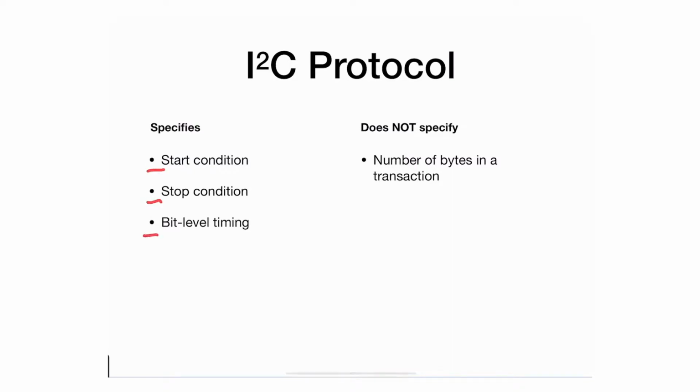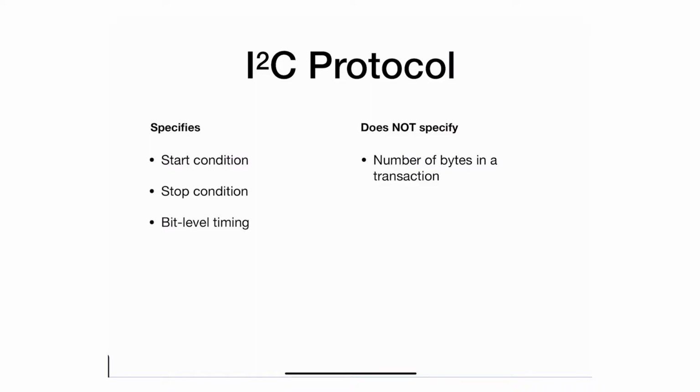like. It also specifies the bit-level timing, which in other words tells us that you should not be changing the data line while the clock is high, and can only change it while it's low, so that you can distinguish between a start or stop condition and an actual data bit that you're transmitting. However, the protocol itself does not specify the number of bytes in a single transaction. So you can send 2 bytes, 3 bytes, or you can receive 4 bytes or 50 bytes for that matter.